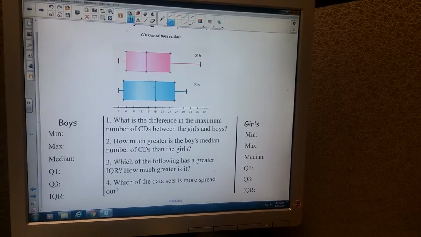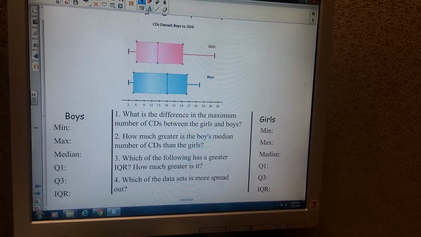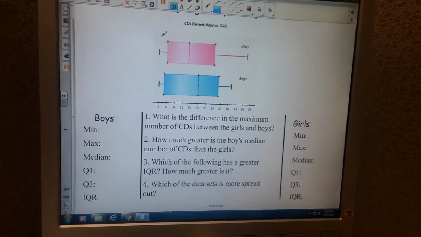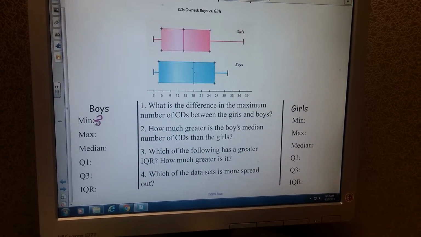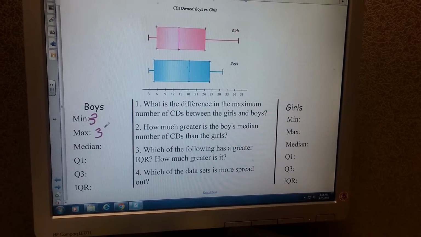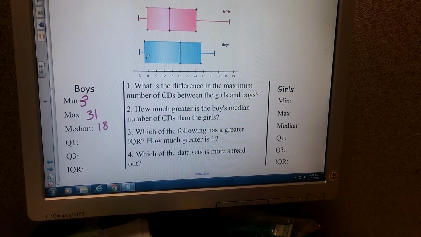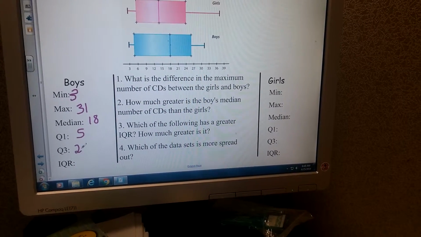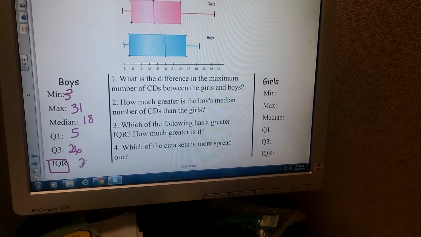Okay, last slide here. Go ahead and pause the tape, get this figured out. Okay, so when we take a look at this, we have two graphs we're analyzing here. The easiest way to do that is to fill in the information for both the boys and girls, and then we can answer the questions. So when I look at the boys, the minimum number of CDs owned by the boys is 3. The maximum owned by the boys, I'm going to estimate and call that 31. The median number of CDs owned by boys is 18. Quartile 1 owned by the boys, I'm going to call that 5. Quartile 3, 26. And the interquartile range is the difference between Q3 and Q1, which is 21.